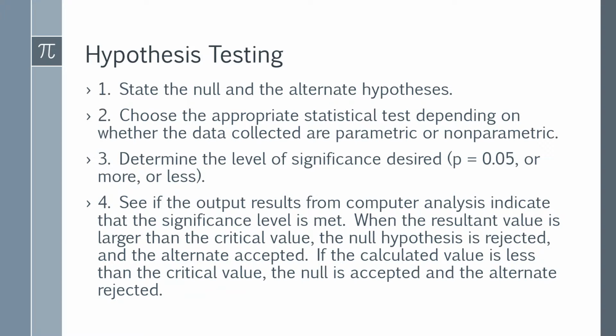When the resultant value is larger than the critical value, the null hypothesis is rejected and the alternate accepted. If the calculated value is less than the critical value, the null is accepted and the alternate is rejected.